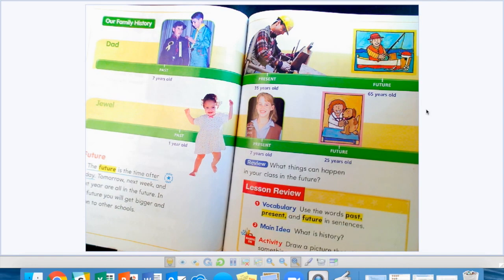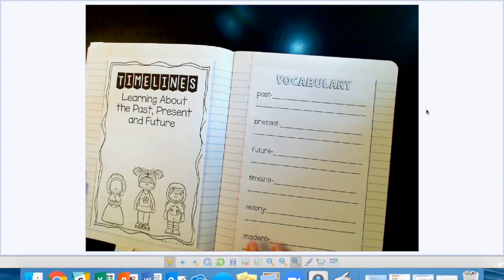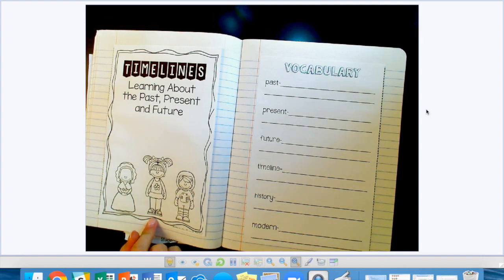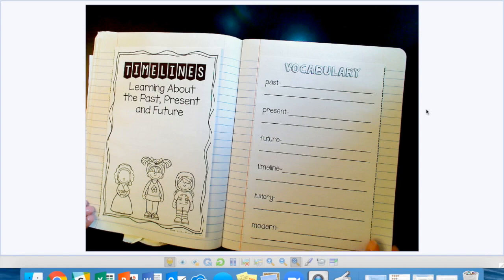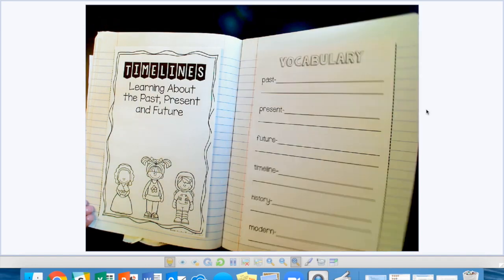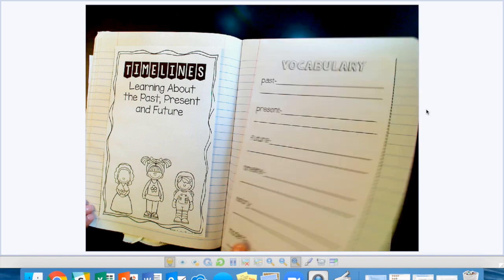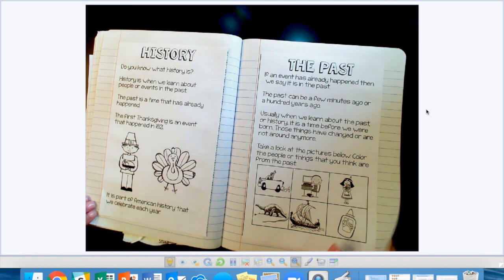Now I'm going to show you how to put together your interactive notebook. The first step is to print these pages and cut them in half. You can choose the boy or the girl page, and then you're going to glue them into your notebook to make a little book like this. I took the vocabulary page from the back and put it towards the front. And then you're going to glue it like this to make a book.